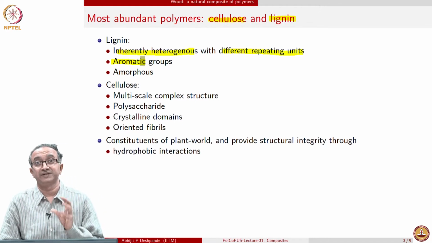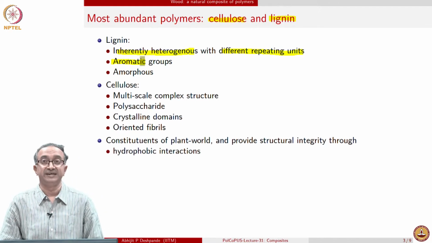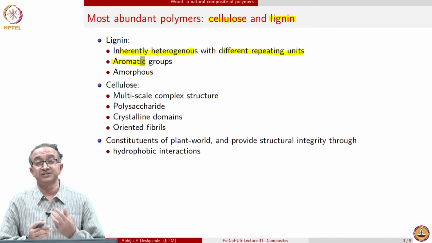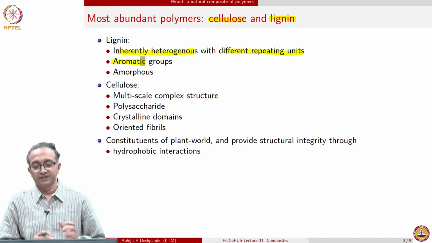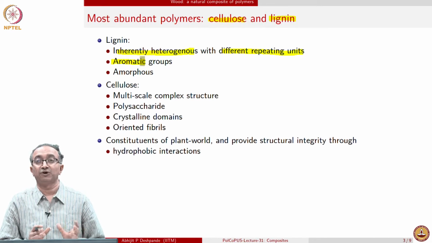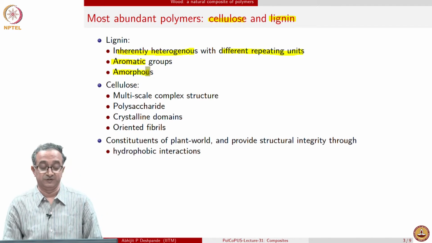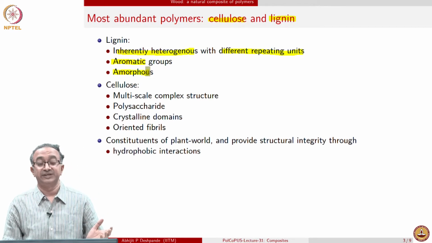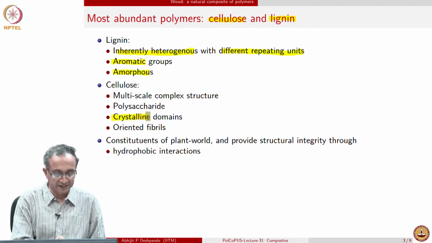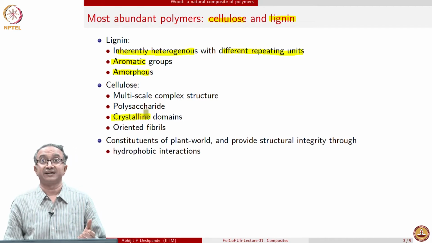So aromatic groups are a very important component of lignin, and the presence of aromatic groups implies that these macromolecules will not crystallize. We have seen that whenever bulky groups are part of the macromolecular chain or side groups, then crystallization is not there, and therefore lignin happens to be an amorphous material. Cellulose, on the other hand, is a crystalline material. It's a polysaccharide, as we have seen many times in the course.